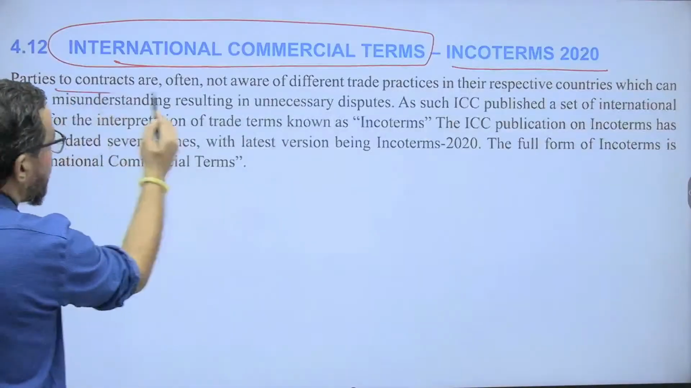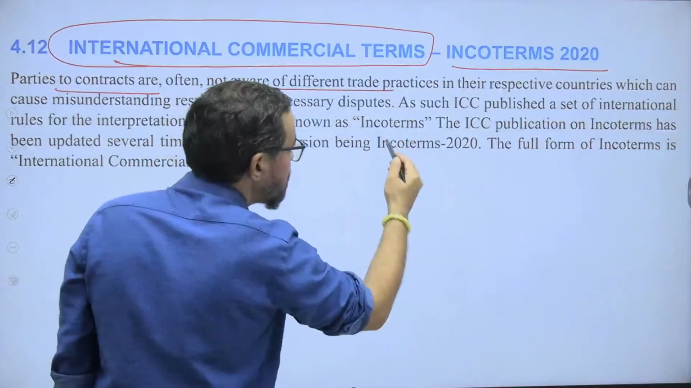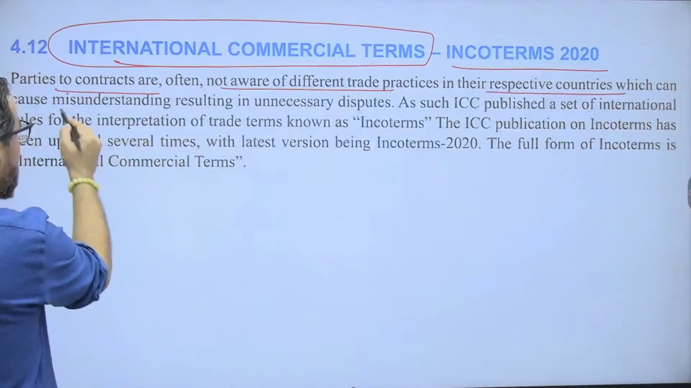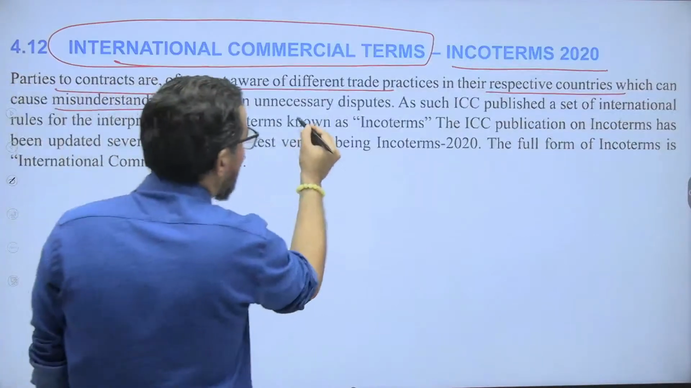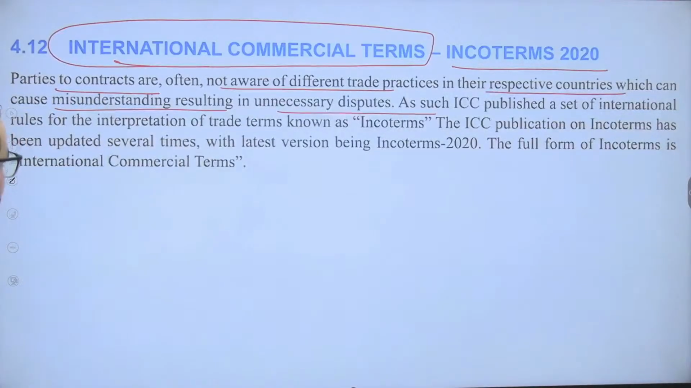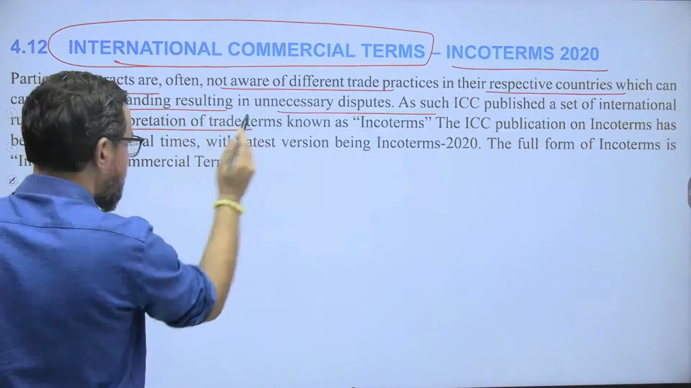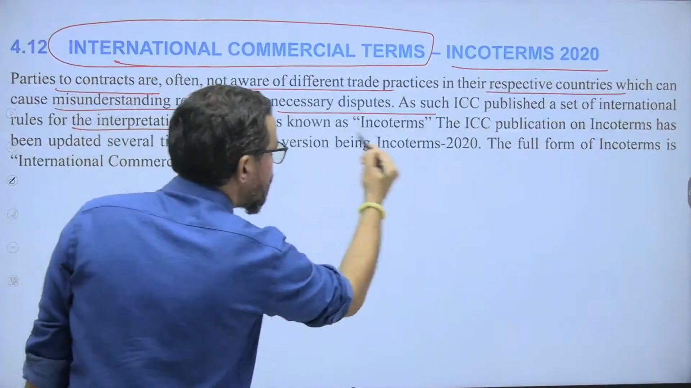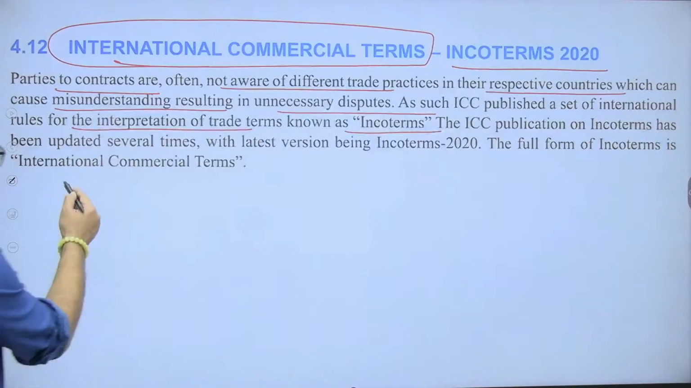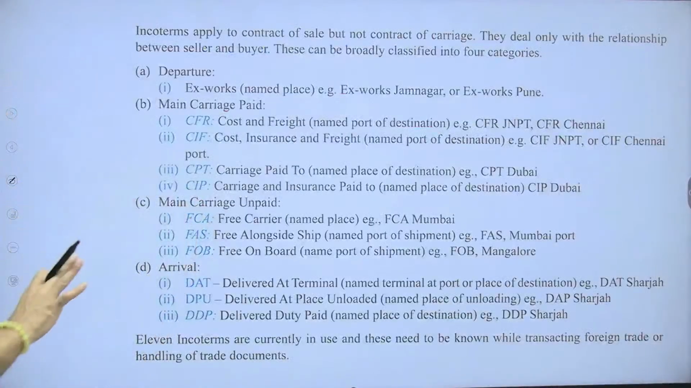So parties to a contract are often not aware of different terms and trade practices in the respective countries, which can cause misunderstanding, resulting in unnecessary disputes. As such, the ICC published a set of international rules for interpretation of trade terms, which is known as Incoterms. The ICC publication on Incoterms has been updated several times till 2020, and the full form of Incoterms is international commercial terms. Now, how does this work?